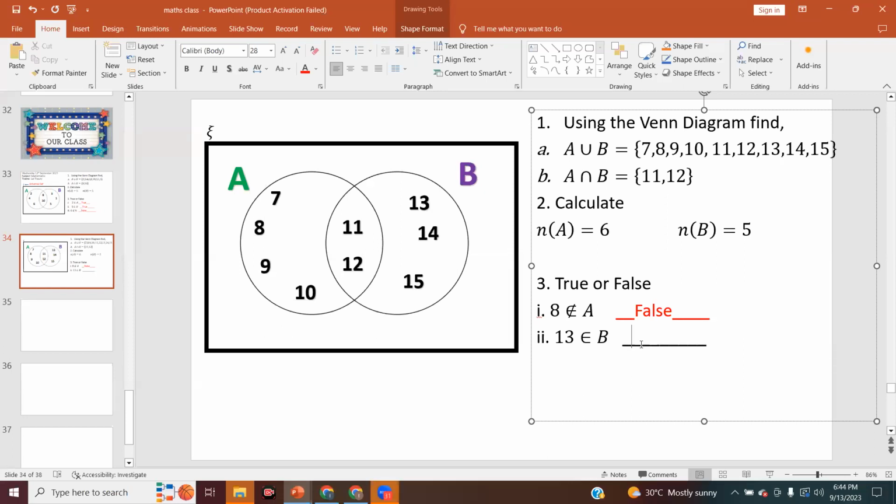All right. In the chat, most persons are answering. Most persons say true. It is true. Why is it true? It's true because 13 is one of the members of B. So the answer here is one of B. True.